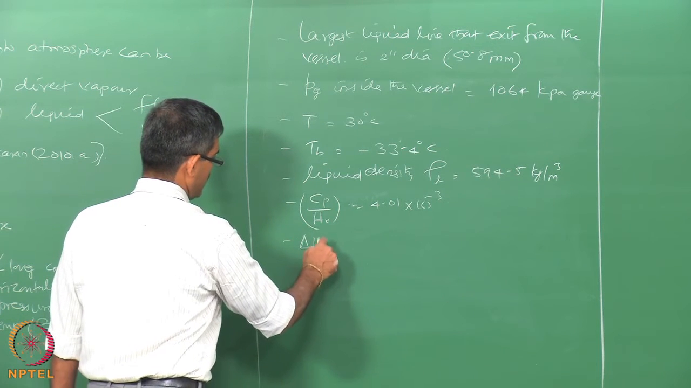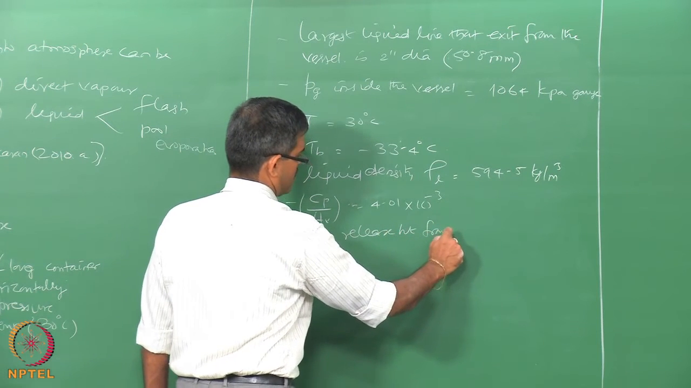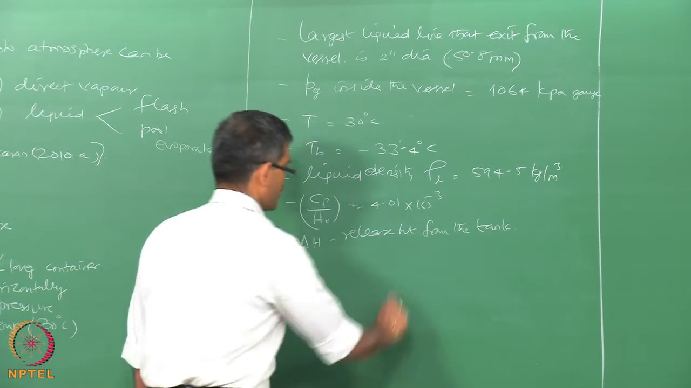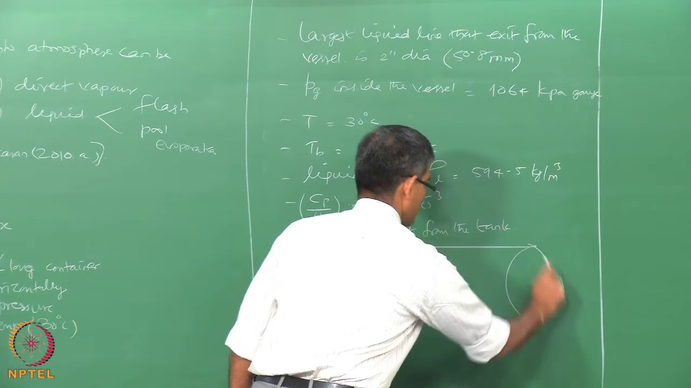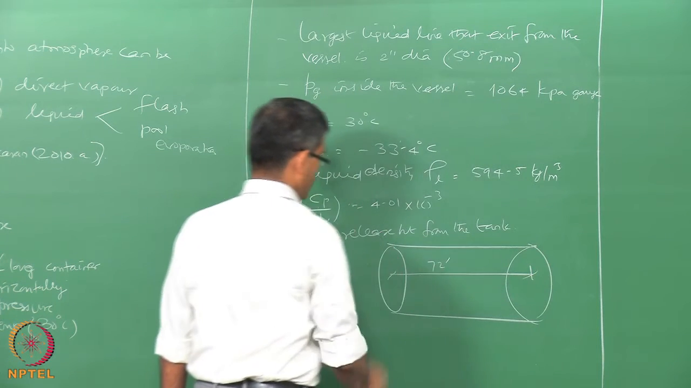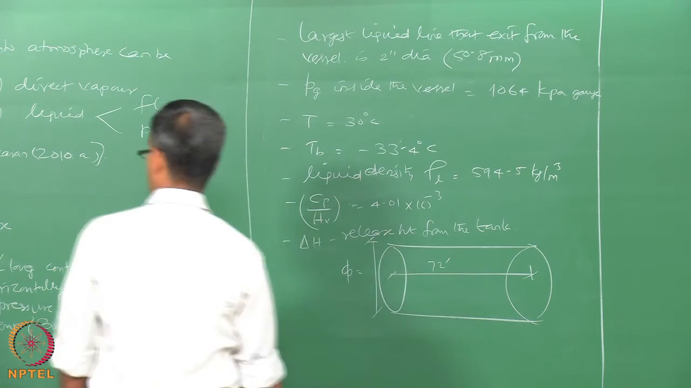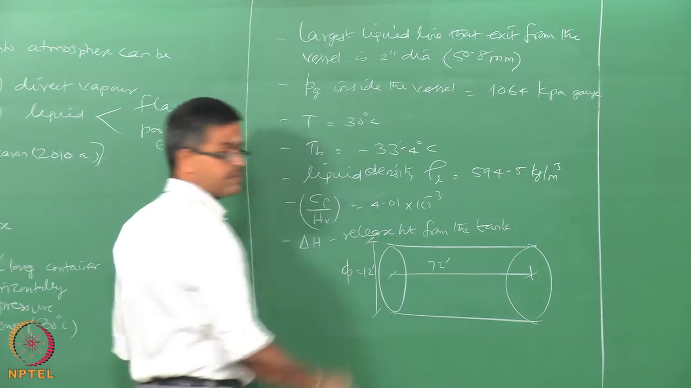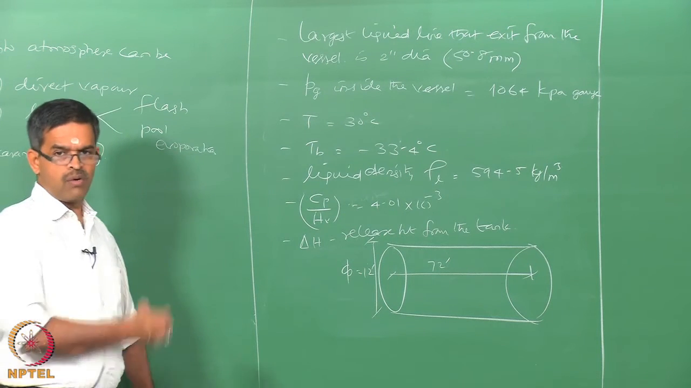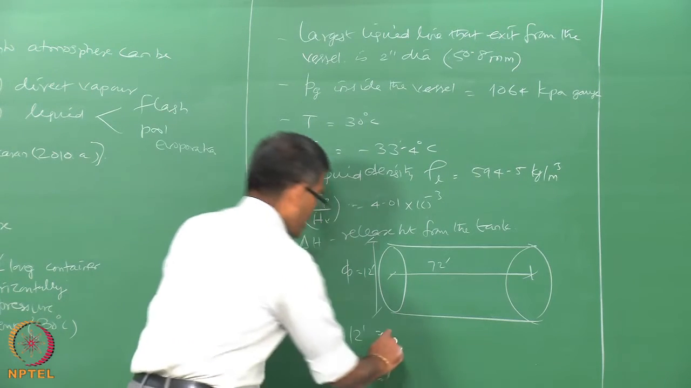Delta H, that is the release height from the tank. We already said the tank is kept horizontal, therefore, the tank is kept this way, and this is of course 72 feet as given in the problem, and the diameter is 12 feet. So, obviously, the height is going to be equal to 12 feet. So, delta H is going to be 12 feet, which is about 3.66 meters.